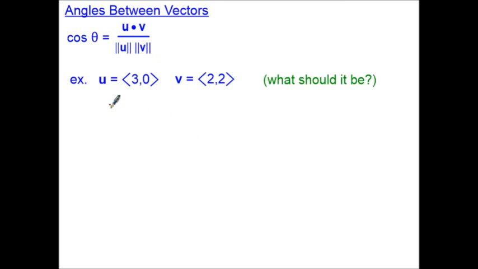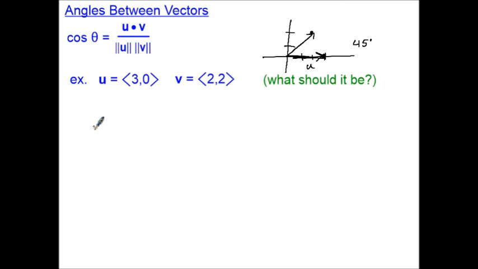Just throwing an example down here, if I've got u being 3, 0 and v being 2, 2, let's use this formula. I picked this one on purpose, because if I just sketch this out real quickly, there's my vector u at 3, 0, and my vector v is at 2, 2. That goes over 2, up 2, and hopefully I'm not challenging anybody by saying that that's going to be a 45-degree angle. So it should be a 45-degree angle between these two vectors. Let's put the formula to the test and make sure that it actually works.